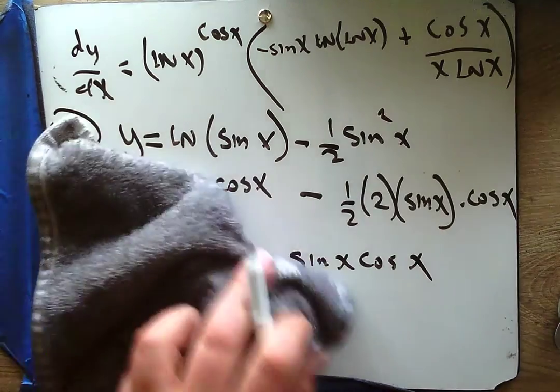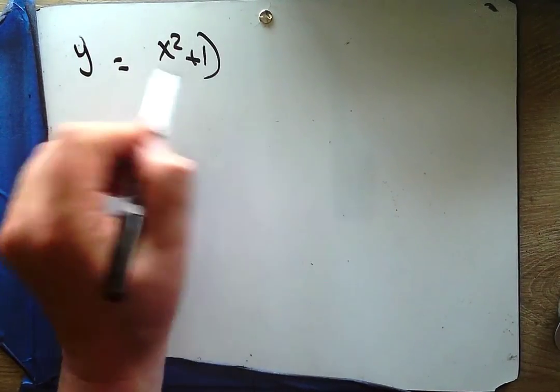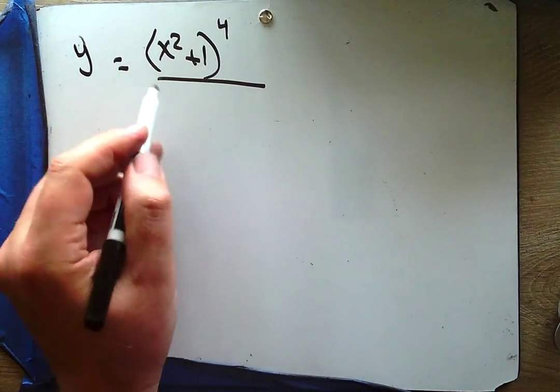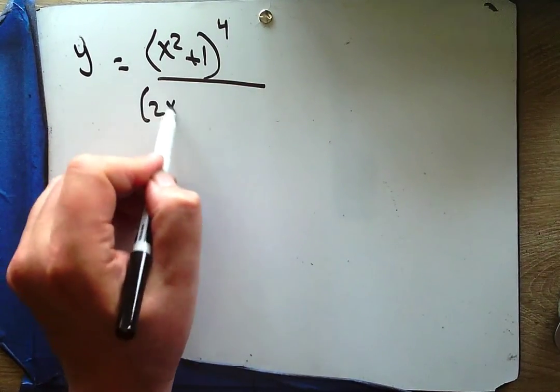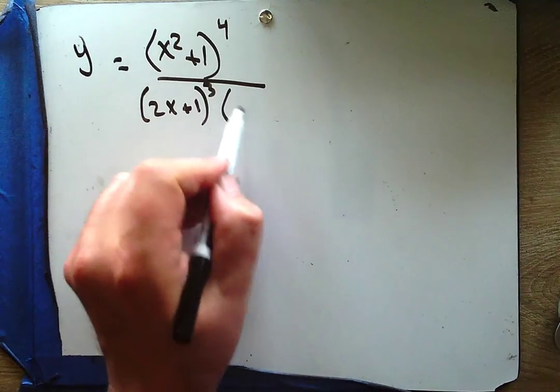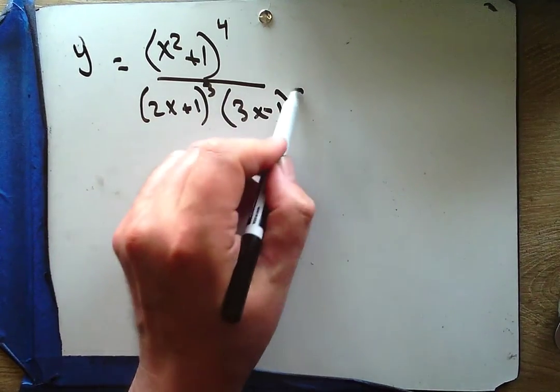Cool. 22. Oh my goodness. Mr. Kukla, why do you hate us? 2x plus 1 to the third, 3x minus 1 to the fifth.